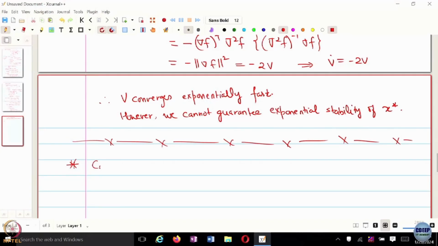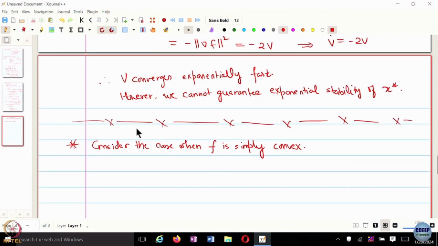So consider the case when f is simply convex. What can we say about these types of functions? Well, if f is simply convex, what is the second order condition for convexity? The Hessian is positive semi-definite. Okay, so that's all we can say. This is the second order condition for convexity.